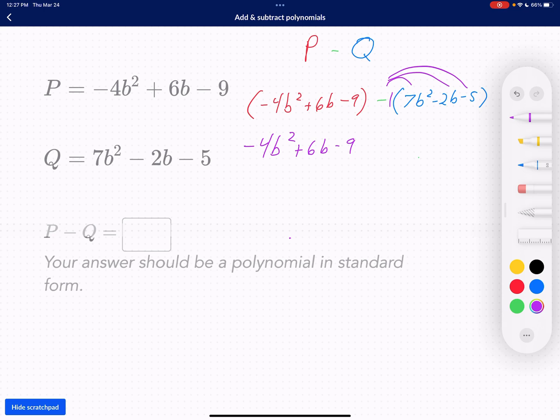And on that second set of parentheses, I distribute the -1 onto everything. And I get -1 times 7b squared is -7b squared. -1 times -2b is +2b, and then +5 when I distribute that -1. It just changes the signs when it's just a -1. The negative is what's changing the sign, really, and then the 1 itself is not doing anything because it's identity.